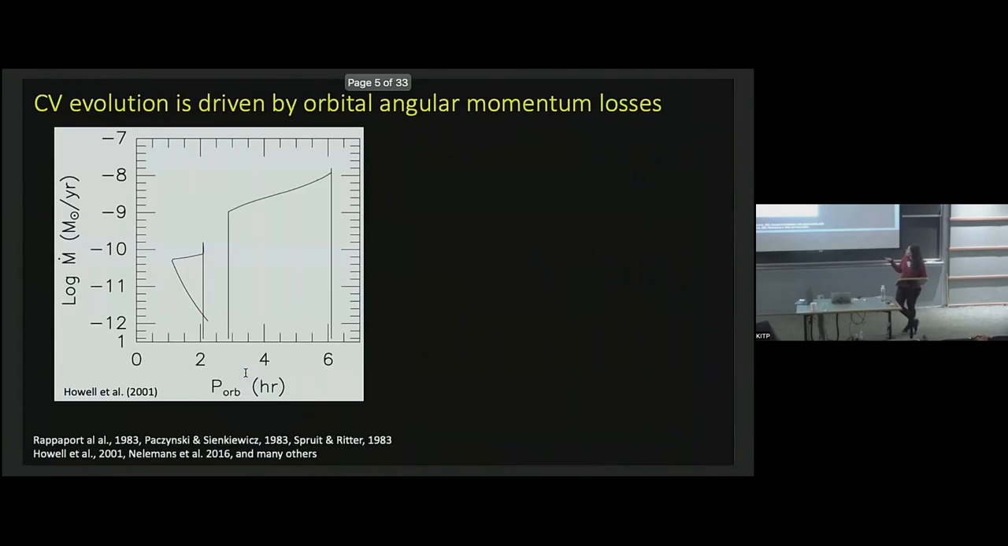So Diogo did already an amazing job summarizing CV evolution, which is driven by orbital angular momentum losses. As the system evolves, it moves from longer to shorter orbital periods, crossing the period gap, getting to the period minimum and then bouncing back as the donor star becomes a brown dwarf and stops shrinking in response to the mass loss.